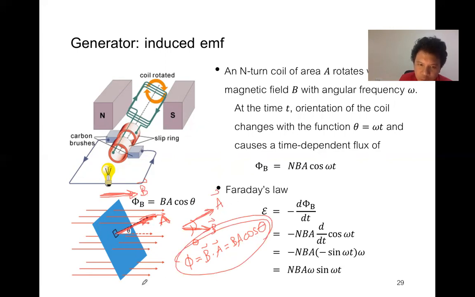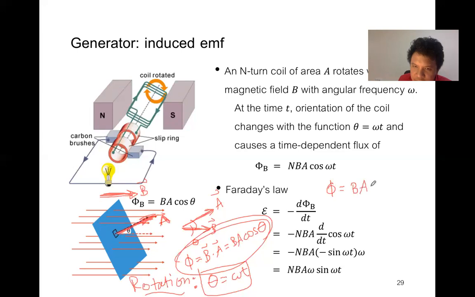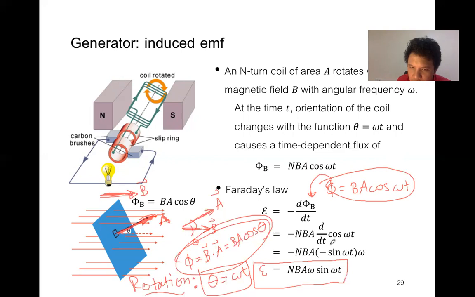But when we consider the rotation of the conducting coil, the angle theta is changing as a function of time by omega t. So finally I have the flux in terms of BA cosine omega t, and then I plug this flux into Faraday's law. We can differentiate, and we get the voltage that comes out as a function of time.